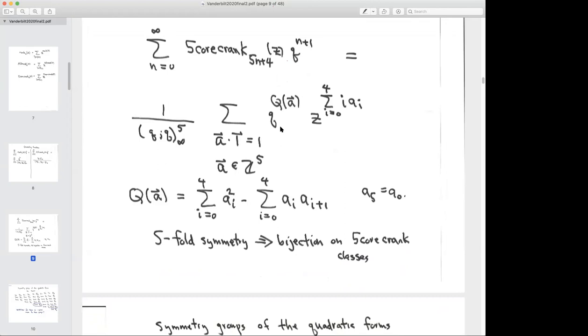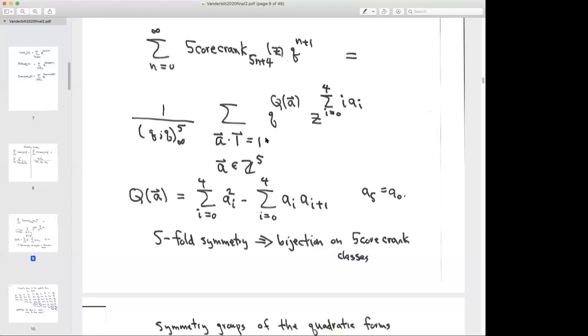That 5-cycle looks like it should be exactly the 5-cycle we want that proves the bijection on the 5-core crank classes, and it is. All you need to do is check that there are no fixed points under the 5-cycle, just cyclically permuting the A's. Well, if you're fixed under cyclic permutations, all the A's would be the same, and then you wouldn't get A dot 1 equals 1. A is an integer. That just can't happen. So there are no fixed points.